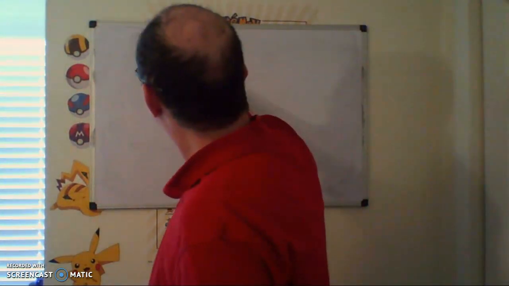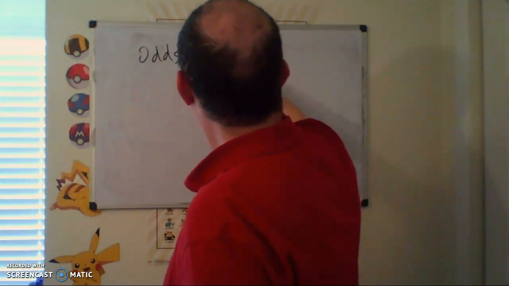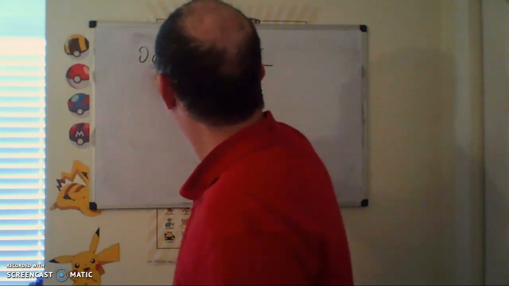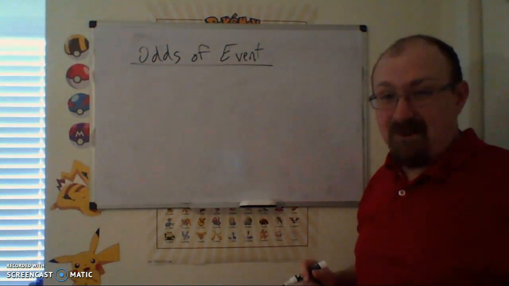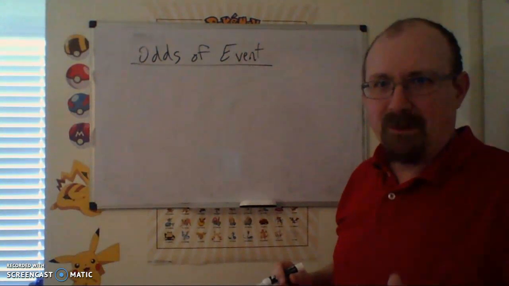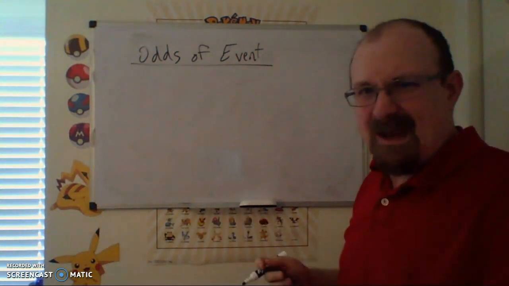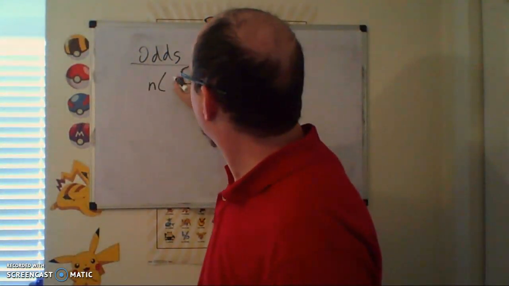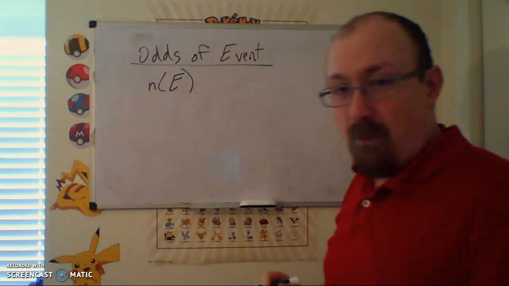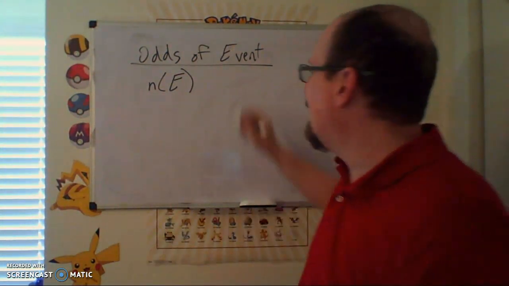So the odds of an event look a little bit different. You might have heard people talk about 3 to 2 odds or 2 to 1 odds or something like that. We generally look at it as a ratio with a colon between the numbers. So it would look like this. If you want to know the odds of an event happening, you have the cardinality of the event, N of E.